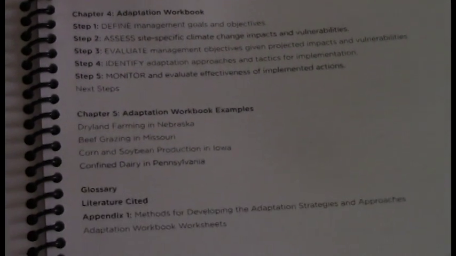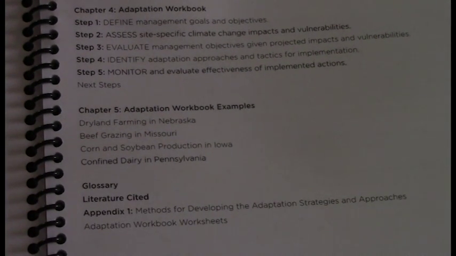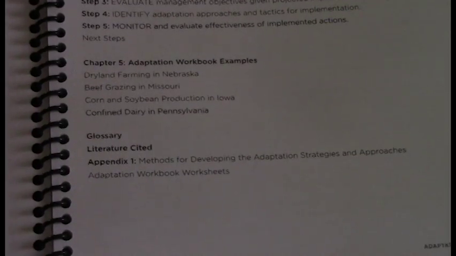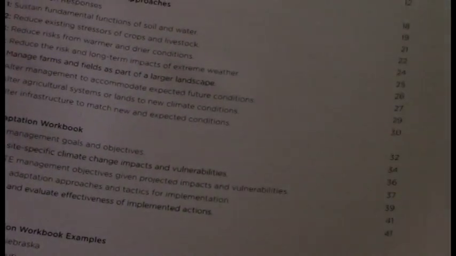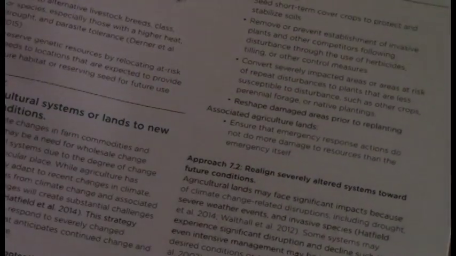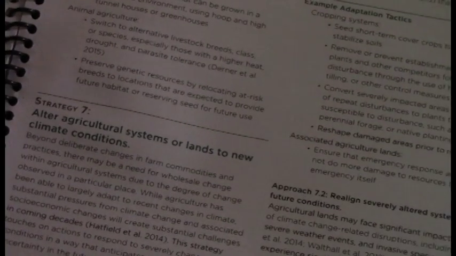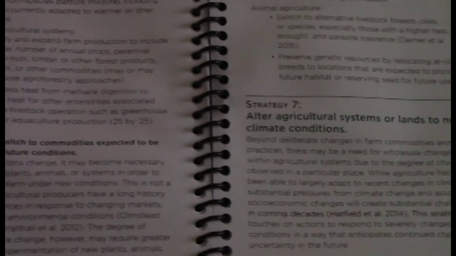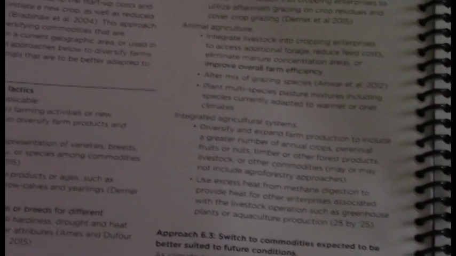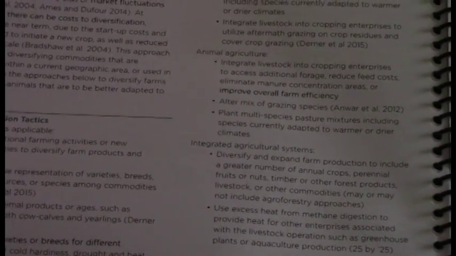And then Chapter 5 has workshop book examples, and there are Nebraska examples, Iowa examples, Missouri, as well as Pennsylvania, and then you have your glossary. I'm just going to flip through to the workbook so you can see some examples of how it does walk you through what to do.